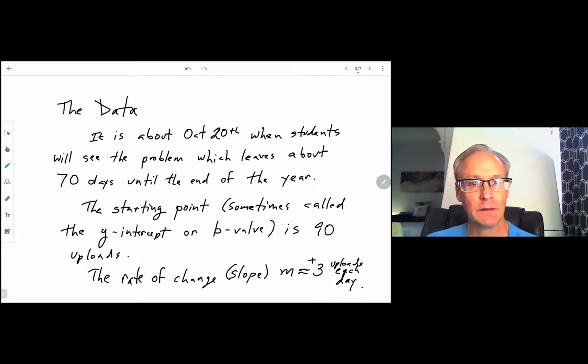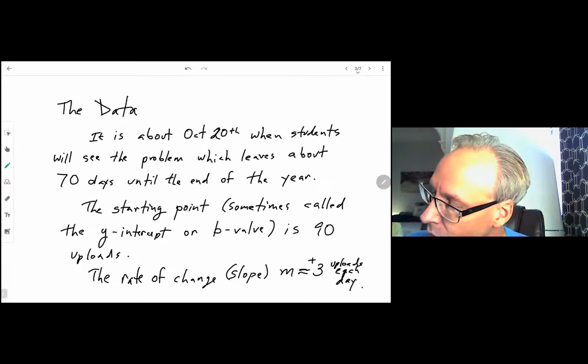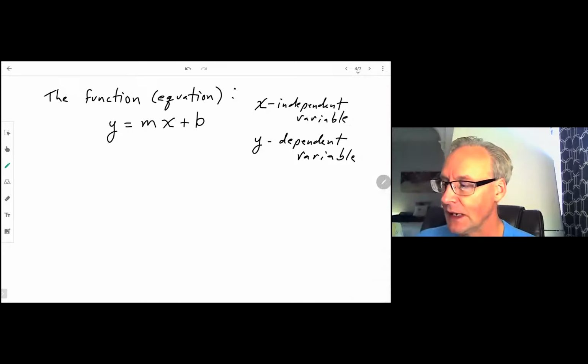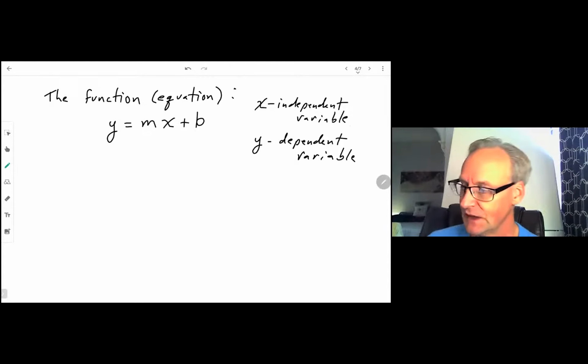So there's our data. And what we want to do with that data is create a mathematical model. And the model that we want to create is what we call a linear function. And this is the standard slope-intercept form of a linear equation.